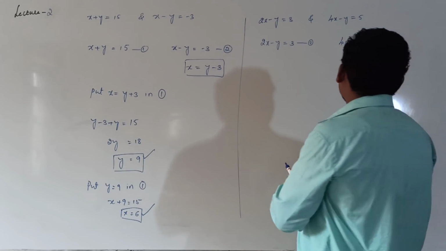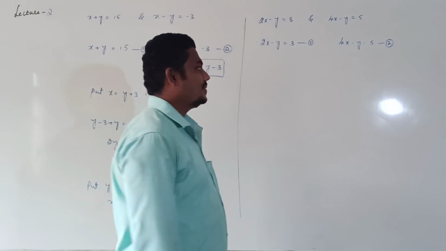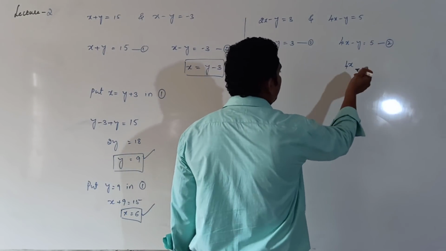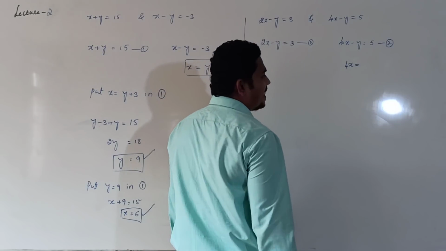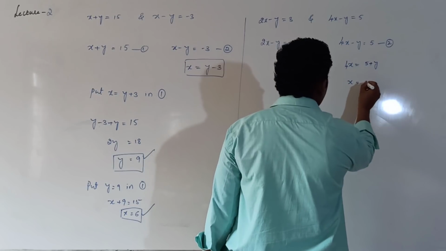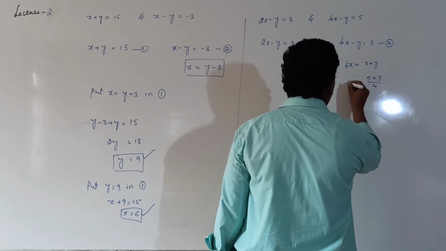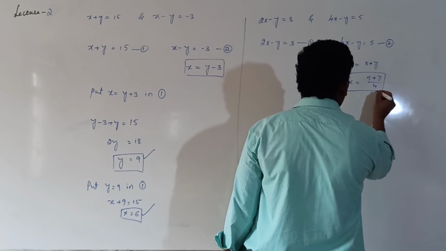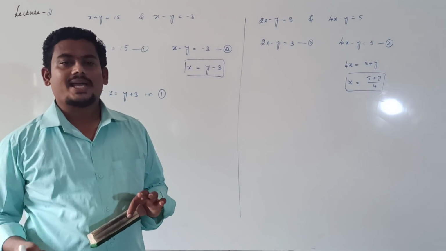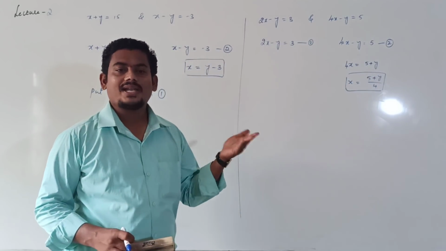In this case, I will replace the x value. What is x? From equation number 2, first write 4x equal to 5 plus y, then x equal to (5 plus y) divided by 4. After getting the x value, you can replace either x or y, whichever is convenient for you.